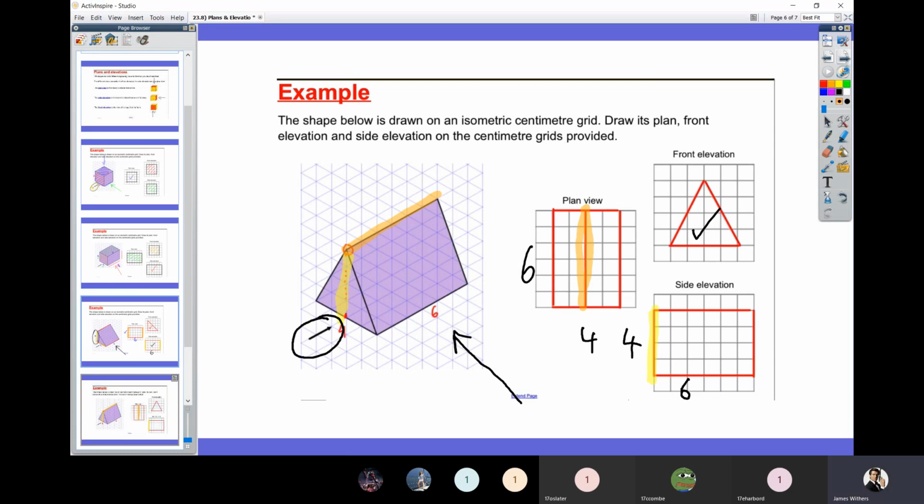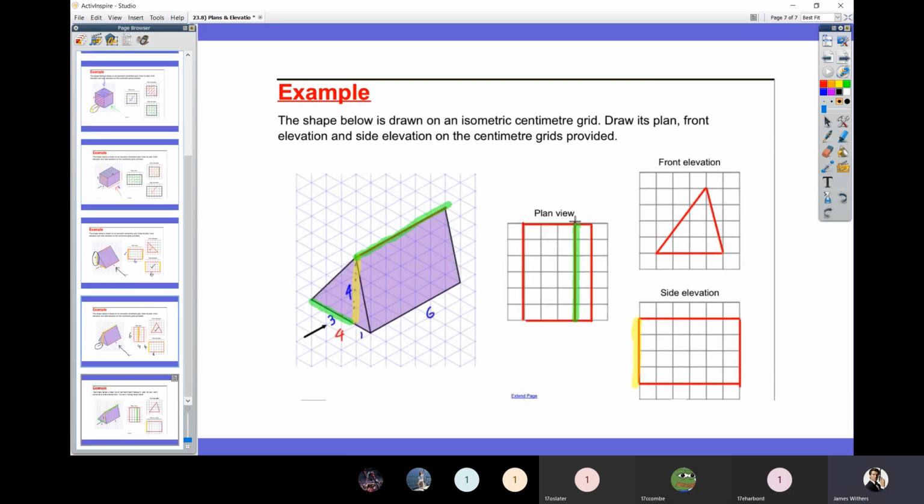And the final one, very similar to the one we just did, but notice how this top of the roof is not right in the middle of the triangle. It is 3 squares along. So as you draw this 4 by 6 rectangle, just make sure that the extra line you put on the plan doesn't go in the middle, because that beam of the roof is not in the middle. It's 3 squares along. The other two, I think, are pretty self-explanatory.